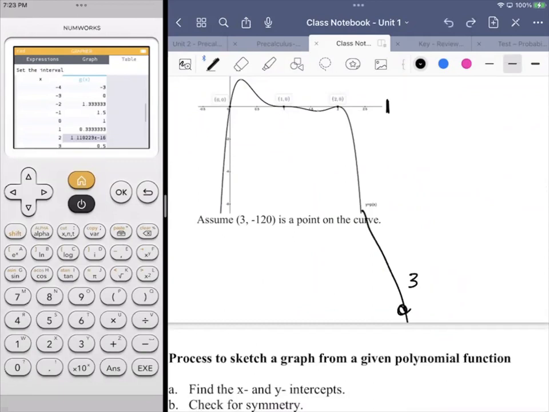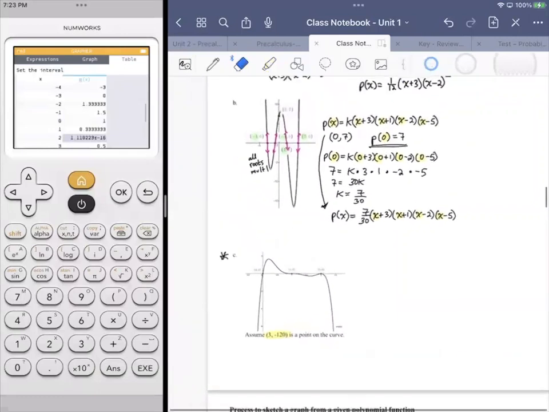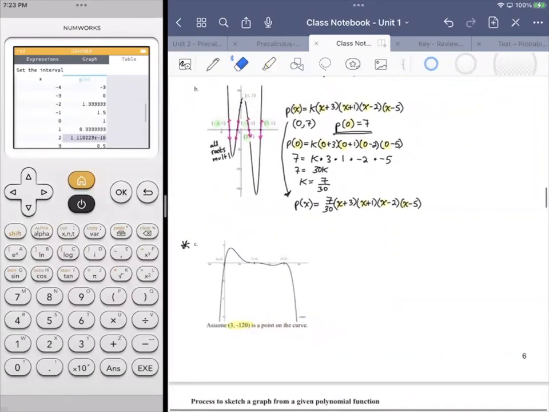But this piece of information here is going to help you figure out the k. So you go through, you identify your roots, come up with the factors, the multiplicity, pop in the coordinates, solve for k, and go from there. So yeah, definitely want to practice with that.